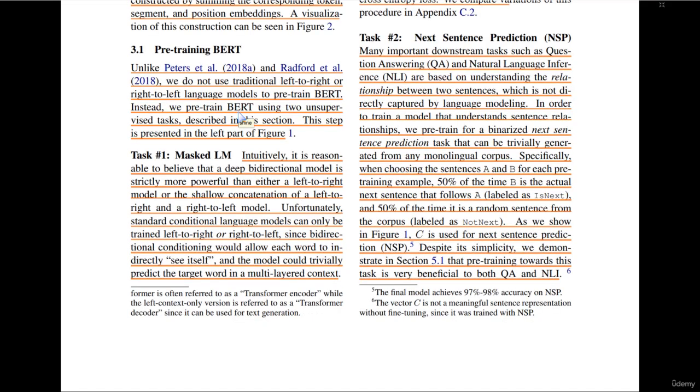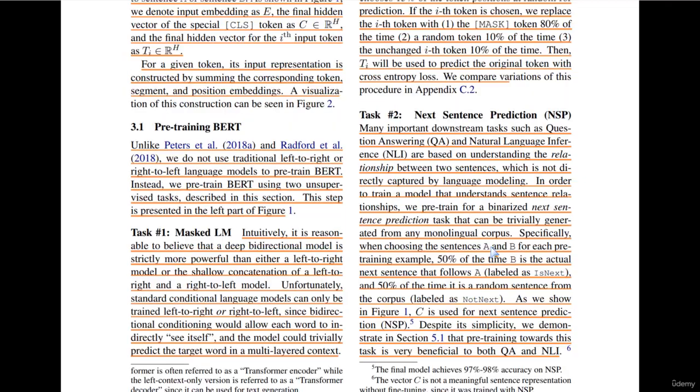BERT is pre-trained using two unsupervised tasks. Here we have task 1, which is the masked language model, and task 2, the next sentence prediction. Let's look at the masked language model. Intuitively, it is reasonable to believe that a deep bidirectional model is strictly more powerful than either a left-to-right model or the shallow concatenation of a left-to-right and a right-to-left model.